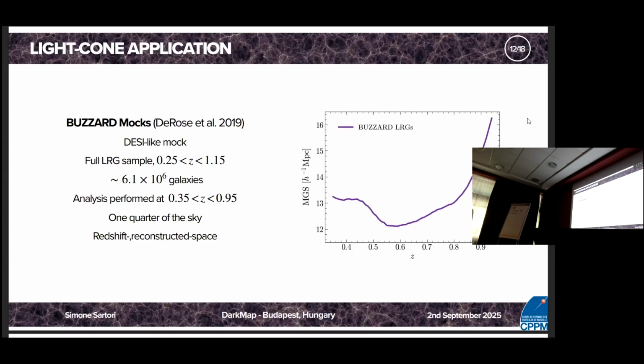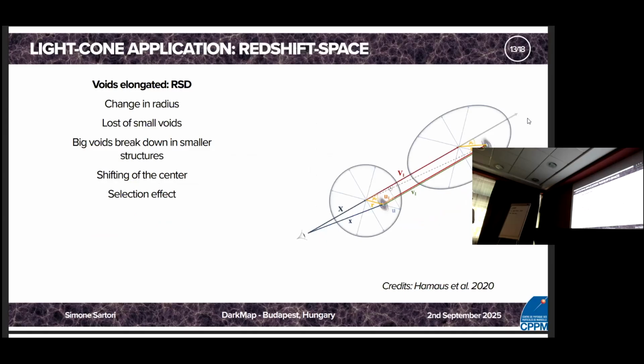I end my presentation with the light cone application. We used the Buzzard mock, that is a DESI-like mock, in our case with 6 million galaxies. I present you the redshift space and reconstructed space results with the same statistics as before.